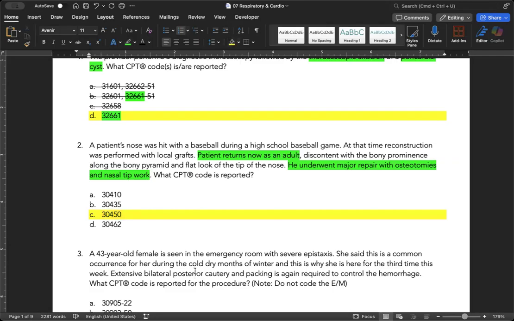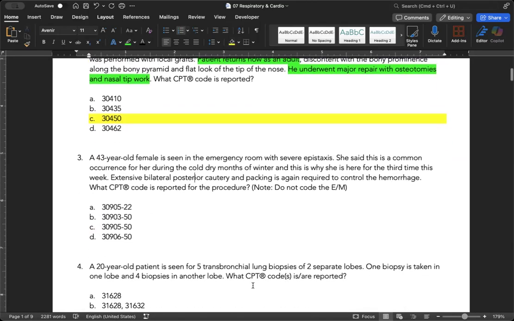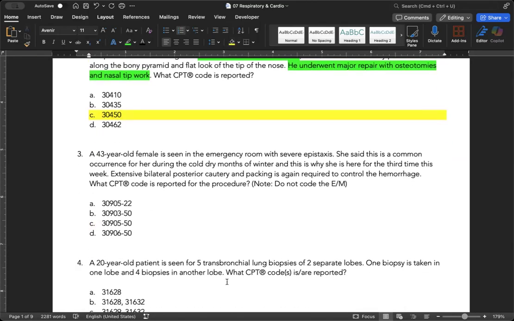Okay. Number 3, we have a 43-year-old female seen in the emergency room with severe epistaxis. She said that this is a common occurrence for her during the cold, dry months of winter, and this is why she's here for the third time this week. Extensive bilateral posterior cautery and packing is again required to control the hemorrhage. So what code are we going to report for the procedure only and not the EM?